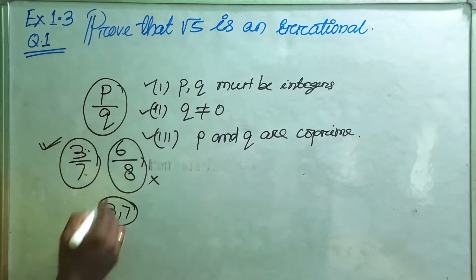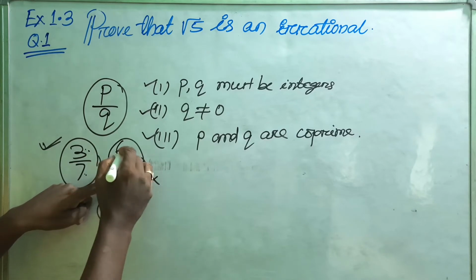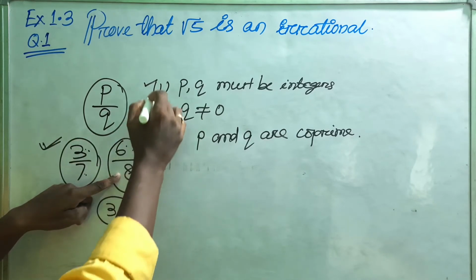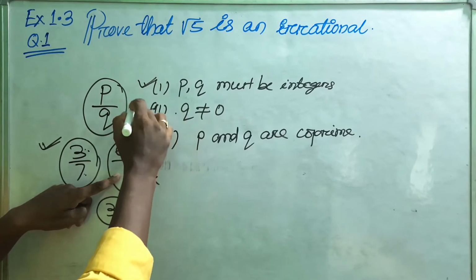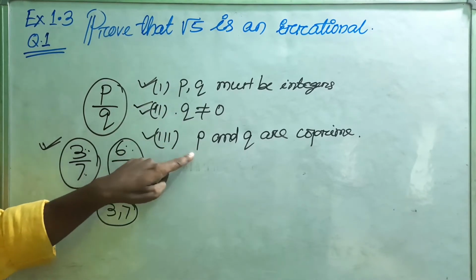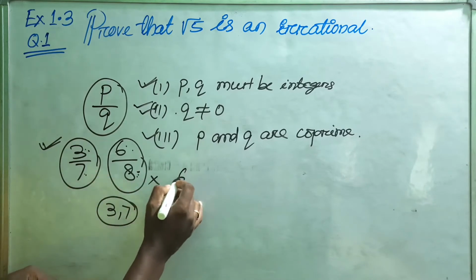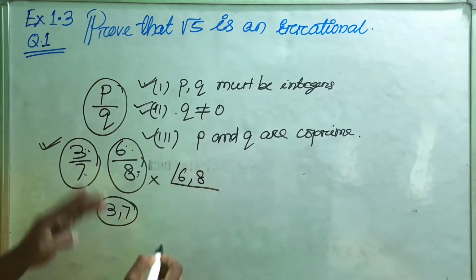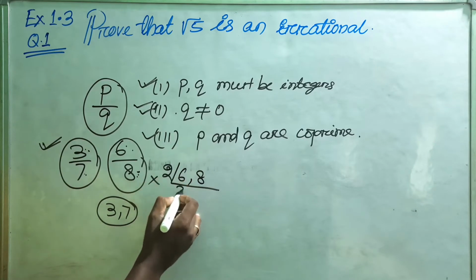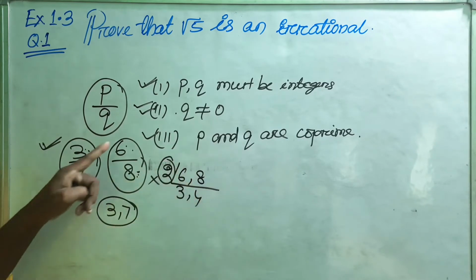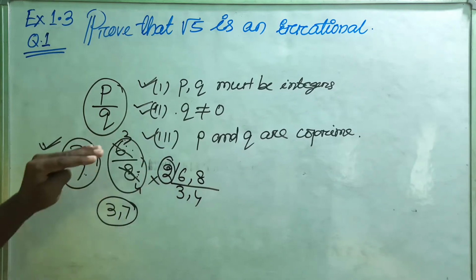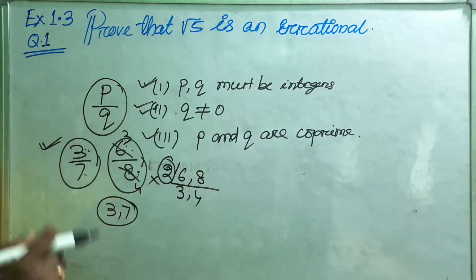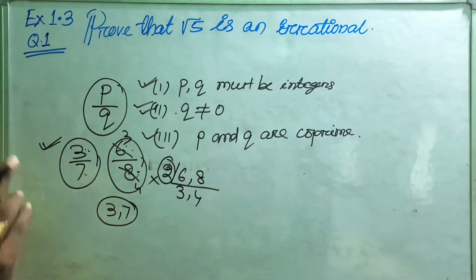But if you look at example 2, 6 and 8 are integers, so this condition is satisfied. Q not equal to 0, here it is 8, so this is also satisfied. But the third condition is not satisfied. Why? Because 6 and 8 are divisible by 2. Their HCF is 2. And since they are divisible by 2, 6 by 8 is not a rational number. It is a fraction, but it cannot be called a rational number.